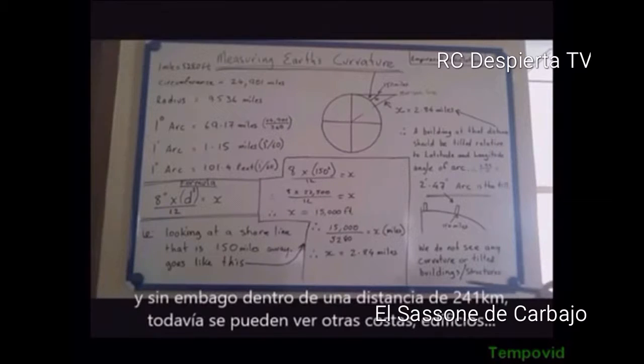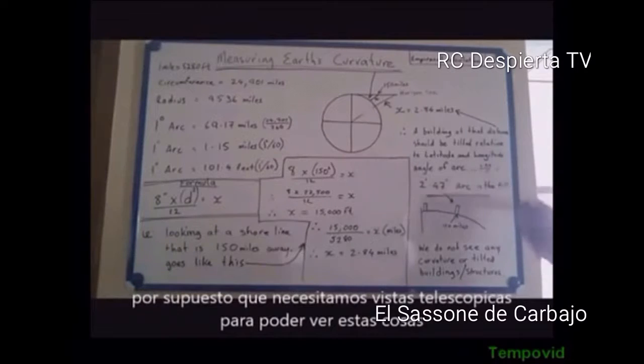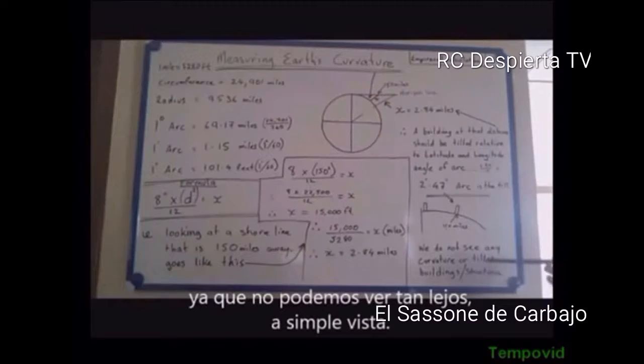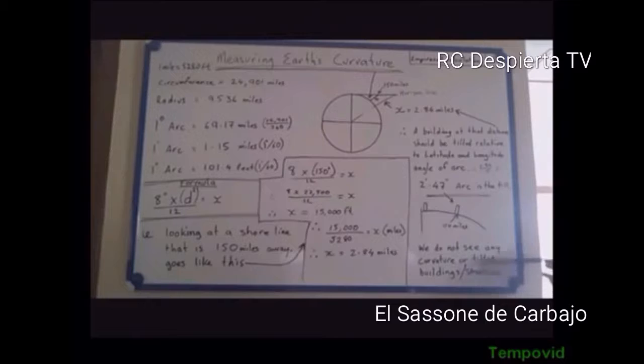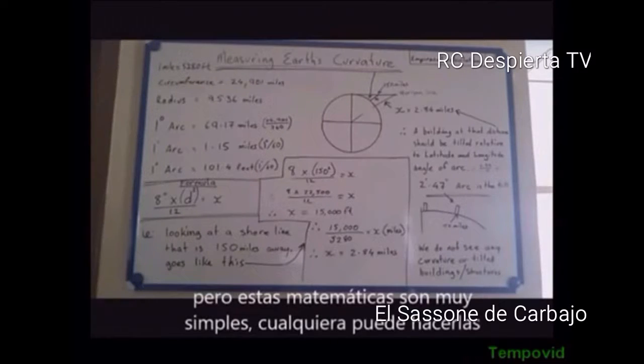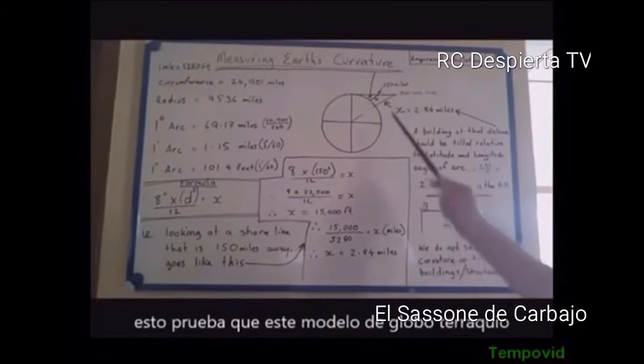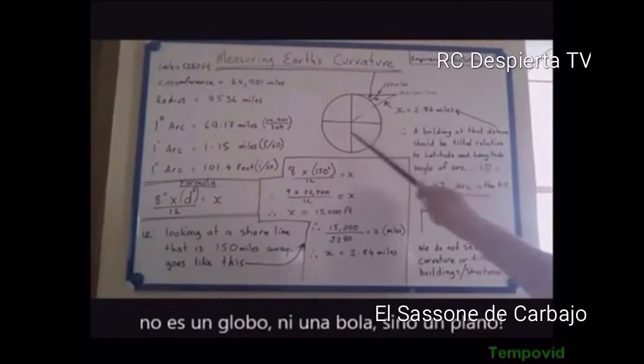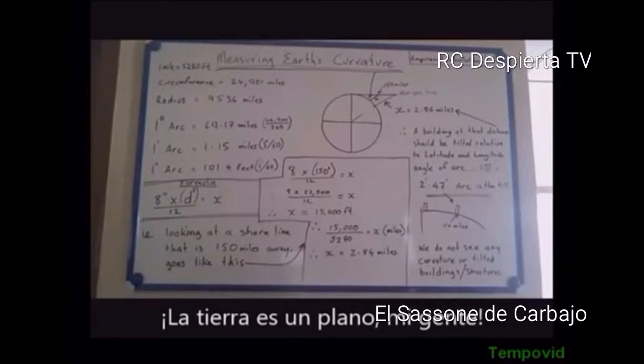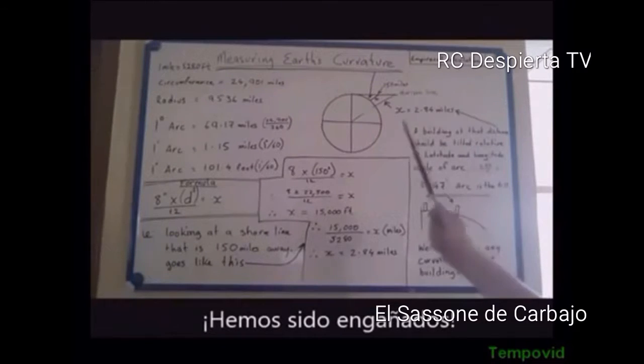In fact, at 150 miles away, we can still see things like shorelines and buildings. Of course, we need telescopic sights to be able to see these things. We can't see that far with the unaided eye. But this mathematics is very, very simple. Anyone can do it. Nothing difficult about it whatsoever. This is proving that this globe Earth is not a globe. It is not a ball. It is flat. The Earth is flat, people. We have been lied to.